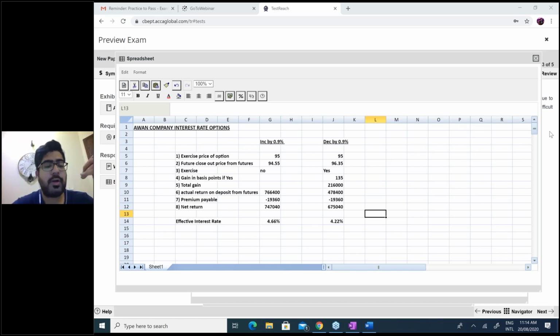Evelyn, in deposit, you are not worried about an increase in interest rates. You are worried about a decrease in interest rates. You are worried that interest rates may go down in deposit. So see that.